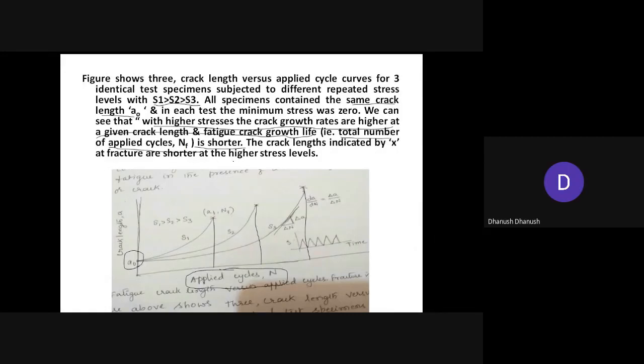Sir, with higher stresses, the crack growth rates are higher at a given crack length and fatigue crack growth life, sir. Okay, okay. That is, take three specimens with the same crack length and subject each of them to different stresses. That is, S1 is greater, S2 is lesser, S3 is much lesser. So, with the initial crack length being the same for all three specimens, the specimen with higher stress will have lesser fatigue life. And the specimen subjected to lesser stress will have more number of cycles of life. That's all. Is that okay? Could others understand what it is?